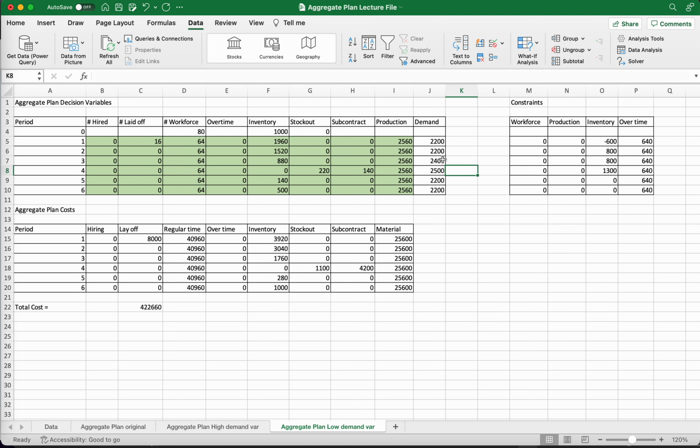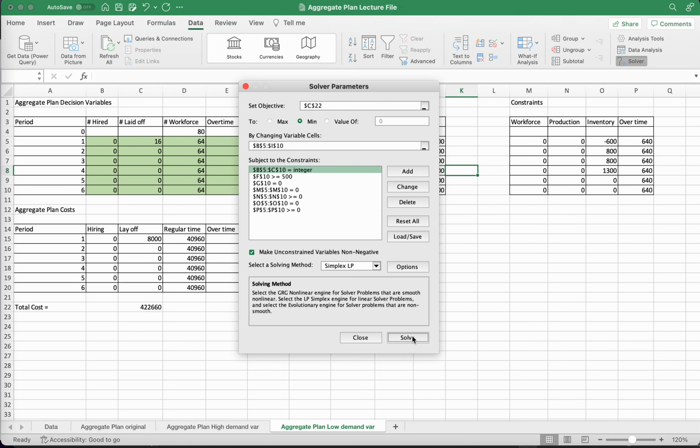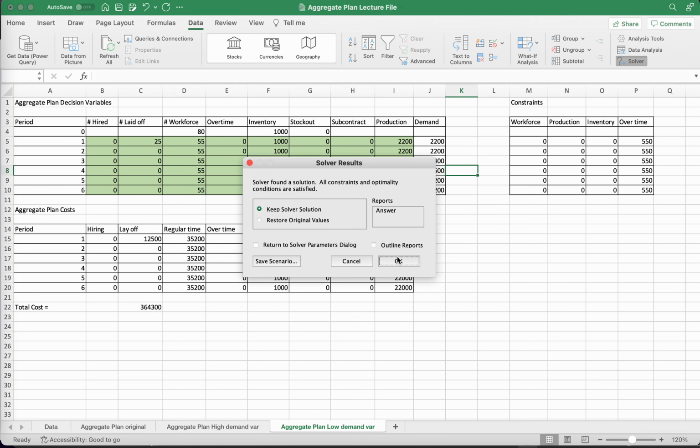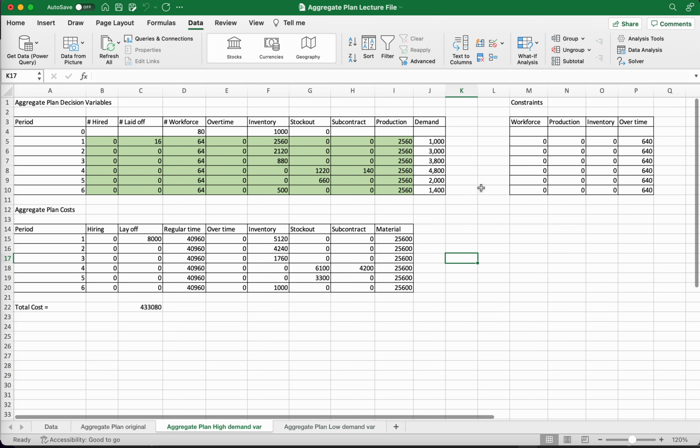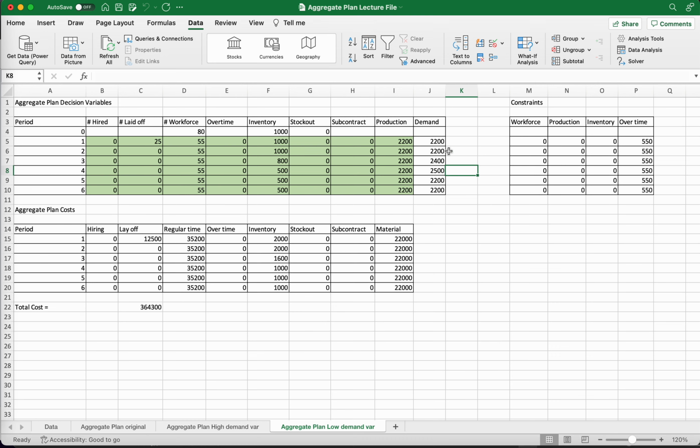So with this demand there is way lower variability in demand. If you click on solve, you'll notice there's a substantial change. Now you'll be laying off way more workers. I think the main difference here is the average is 2667. Obviously you'll be laying off more workers because of this.